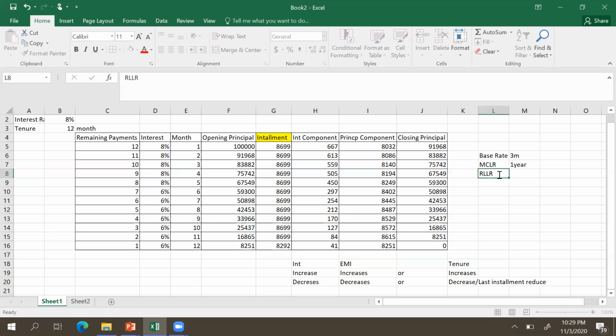And third, the recent is the repo linked lending rate. This is linked to repo. The repo rate has a chance of getting changed every 2 months. So you can see that every 2 months your loan can get repriced. The EMI of your loan can change.